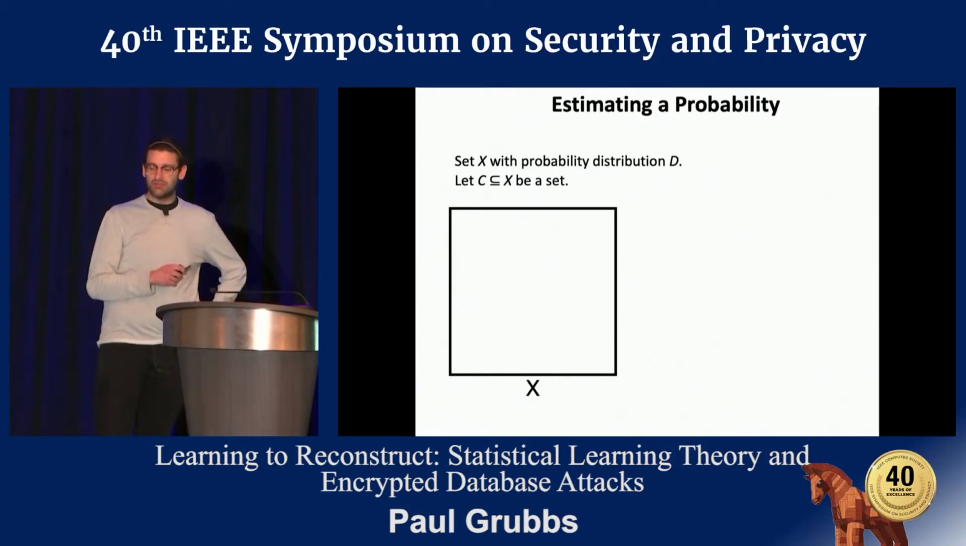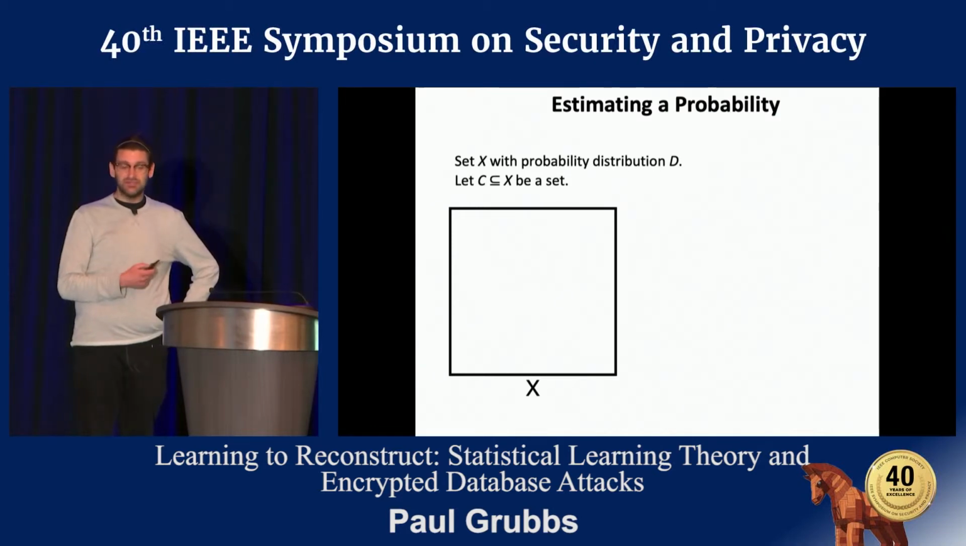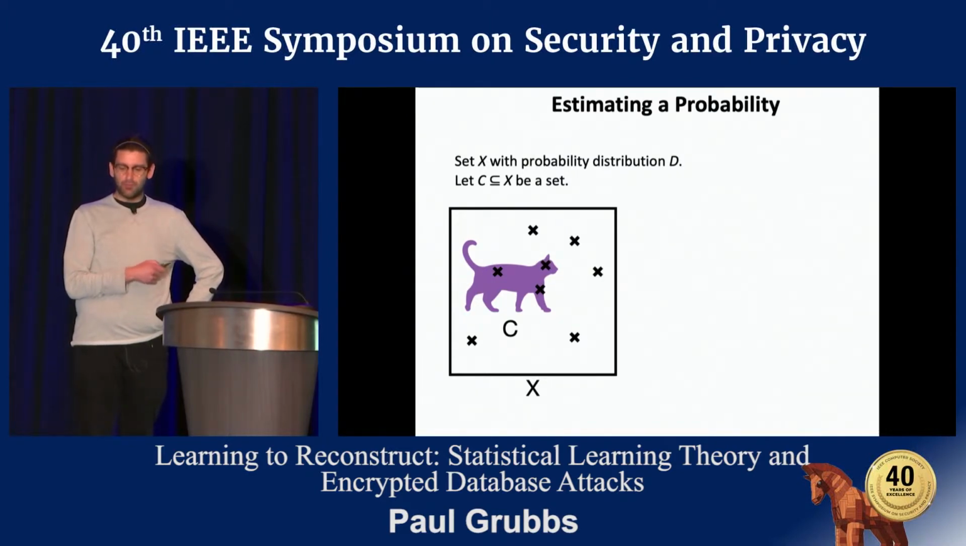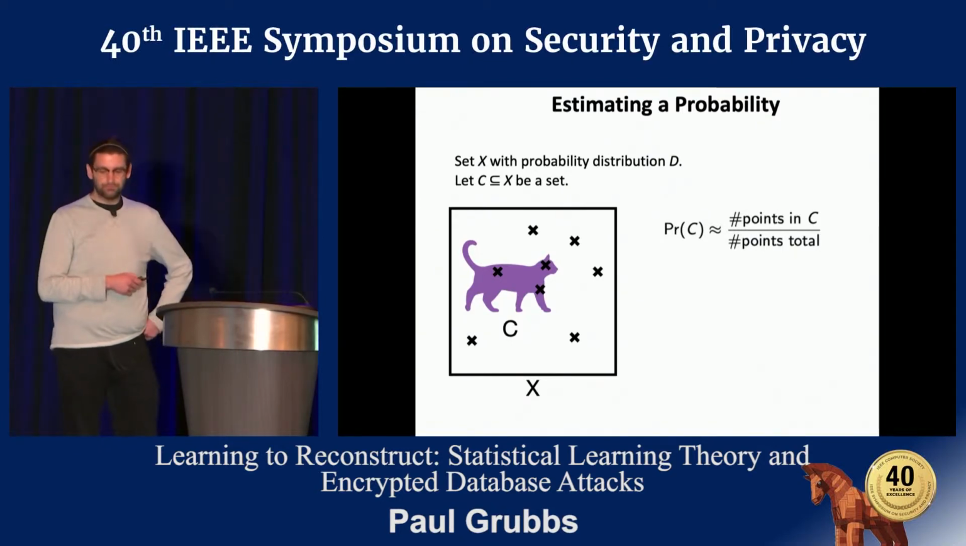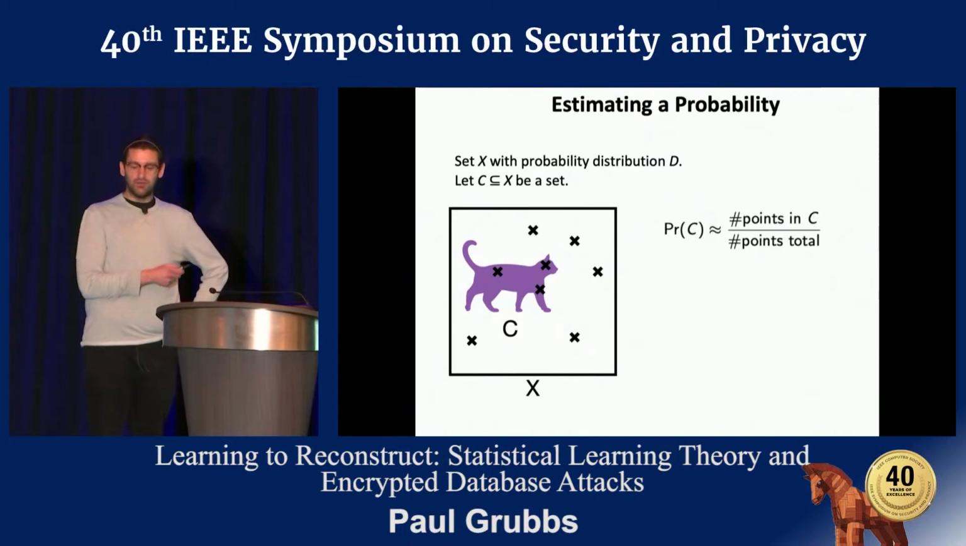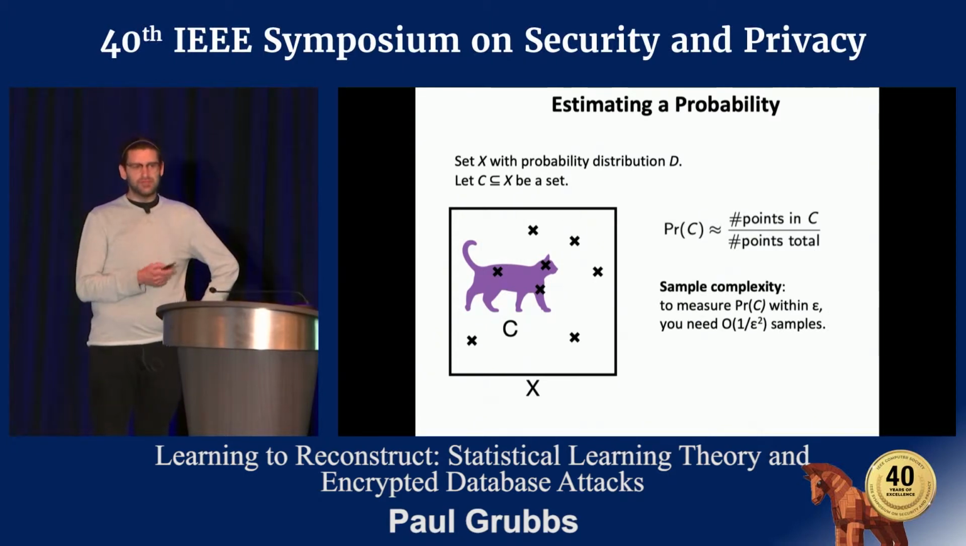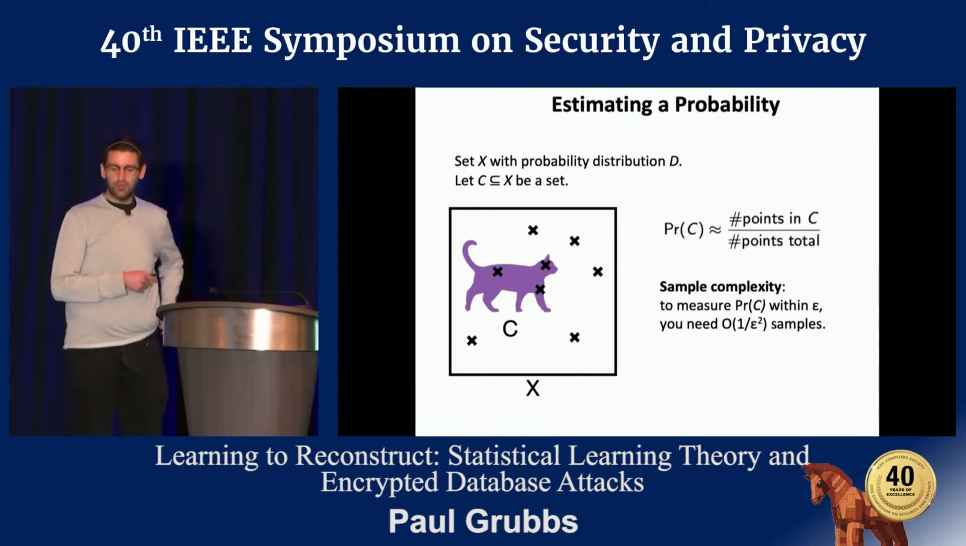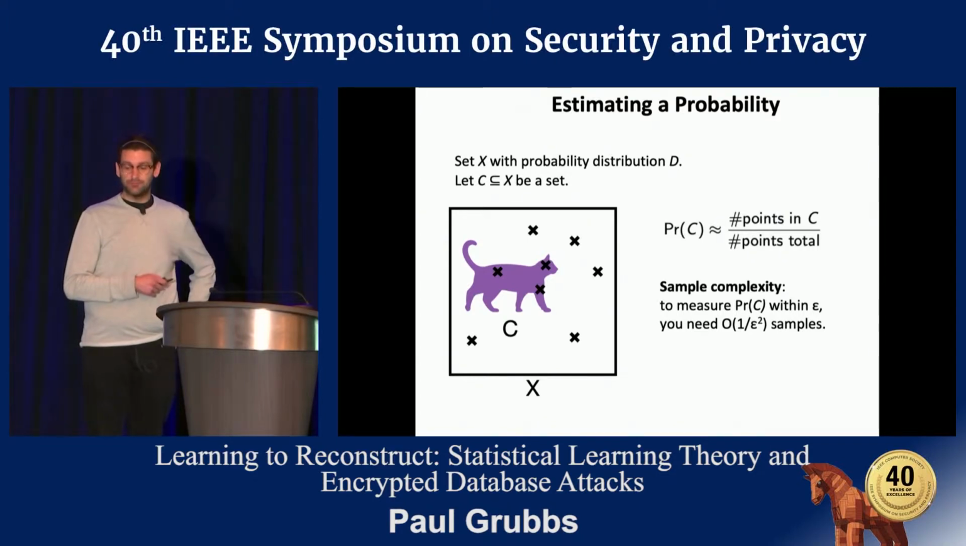Imagine that you have a set X on which there's a probability distribution D, and let C be a subset of X. The task we want to do is to estimate the probability of the set from taking samples from D. So we take some samples, and we estimate the probability by dividing the number of samples in the set by the number of total samples. So for this set C, the estimate of the probability would be 3/7. The sample complexity of doing this for a single set, to measure the probability of the set within epsilon, is big O of 1/epsilon squared by a Chernoff bound.